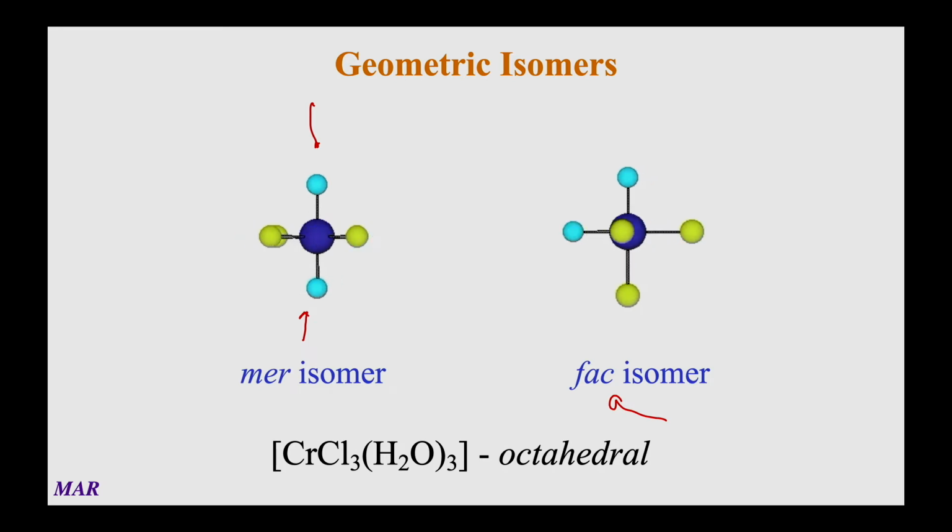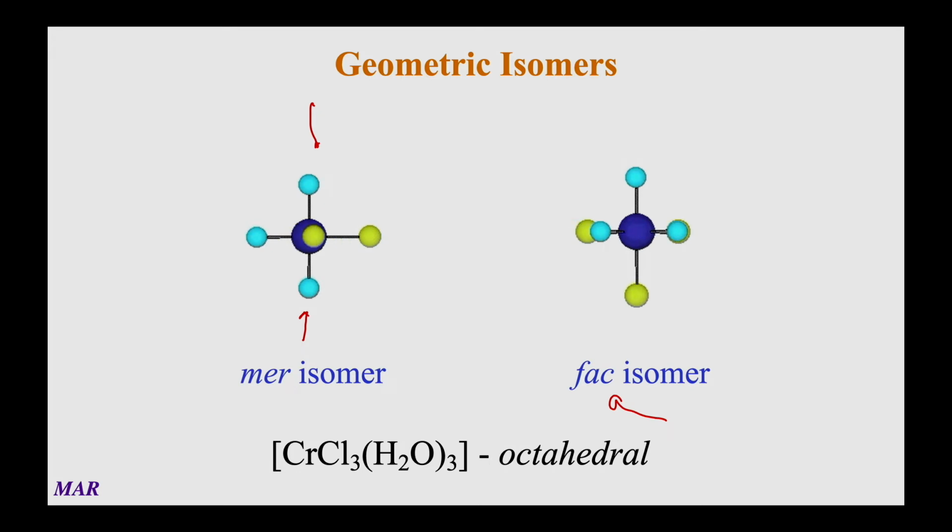Fac is facial, and there is kind of a triangle of atoms that are all the same when you have a facial isomer. There's a blue triangle on the top, and there's a yellow triangle, if you will, opposite on the bottom. Meridional, though, has that 180 degree orientation, which makes it a little easier sometimes to see.